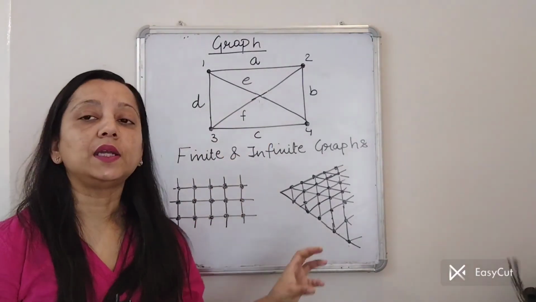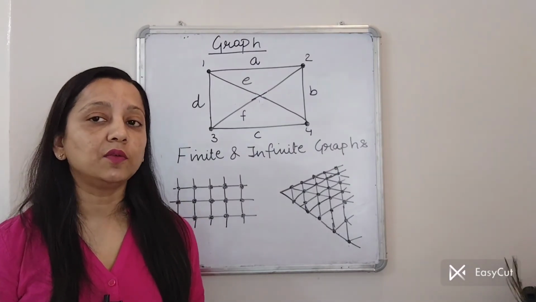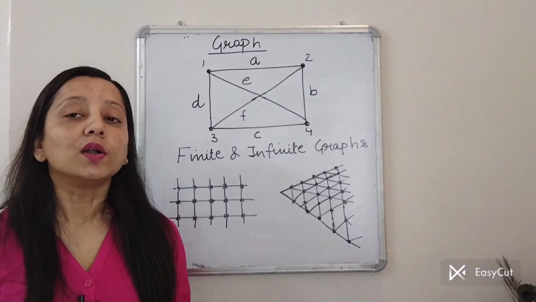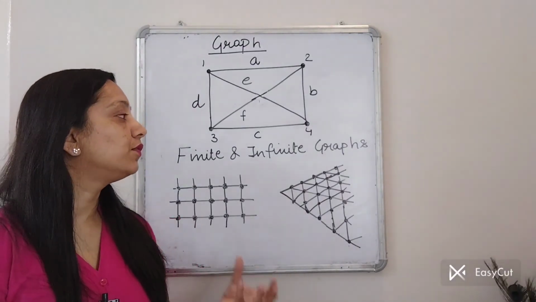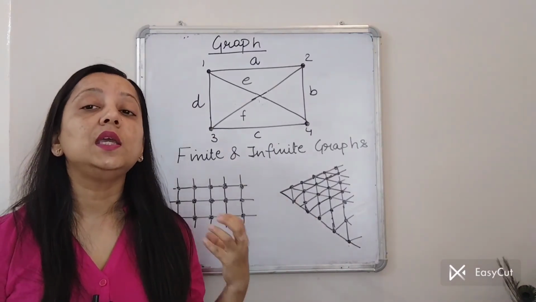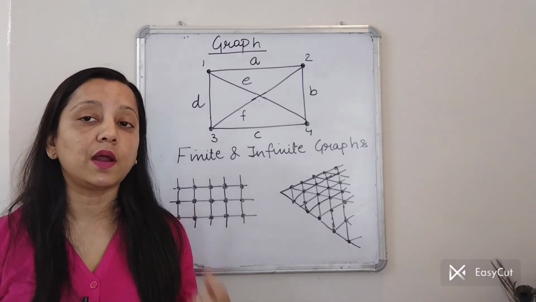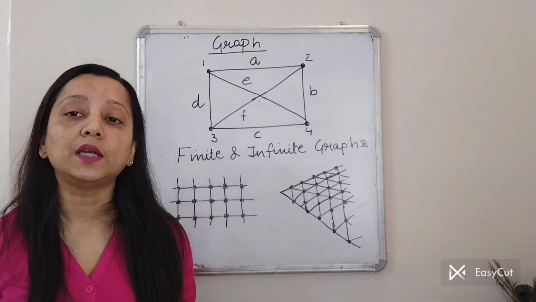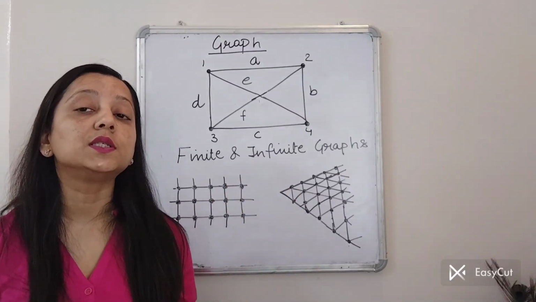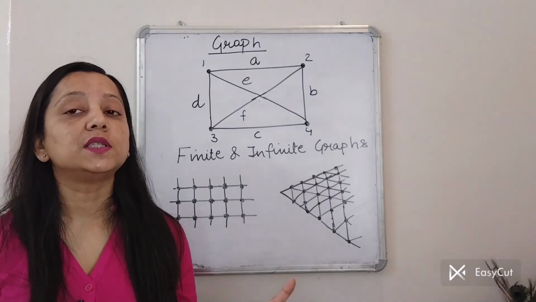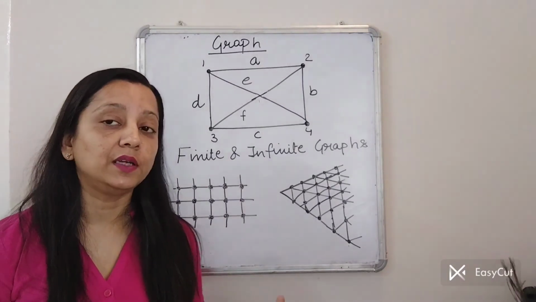Okay, now we will see finite and infinite graphs. Now it's quite clear from the name itself what is finite. Something which is countable is finite, and what is infinite? Something which is not countable is infinite. So similarly in case of graphs also, if you can keep a count, or if you can count the number of edges and vertices in a graph, obviously it is a finite graph. And if you cannot count the number of vertices and edges in a graph, then obviously it is an infinite graph. Like here you can see two different portions of infinite graphs.